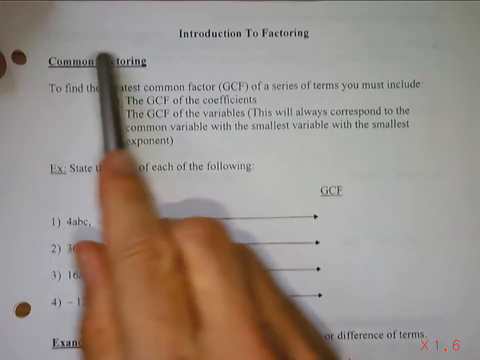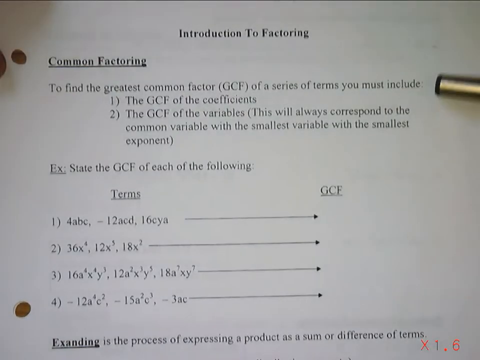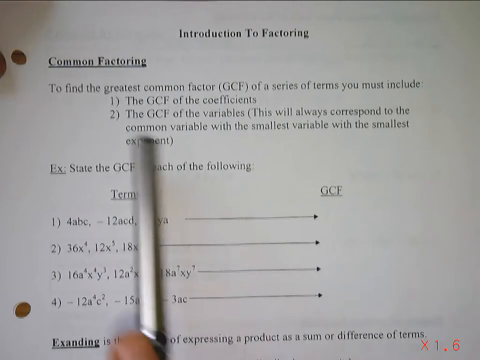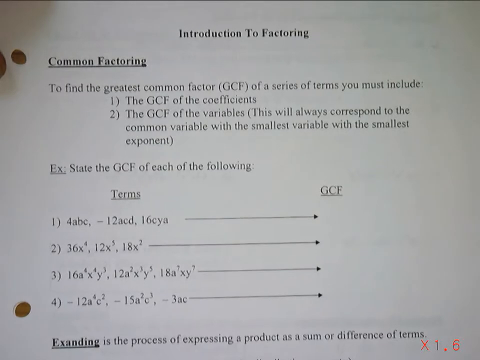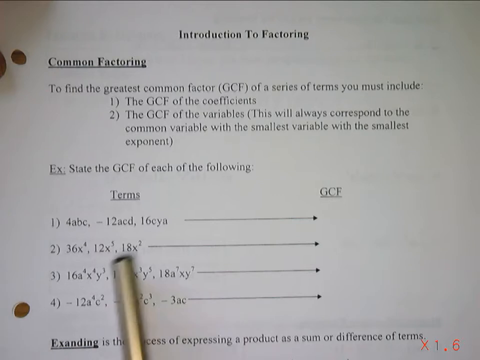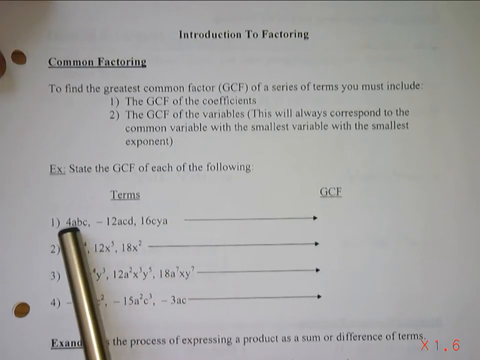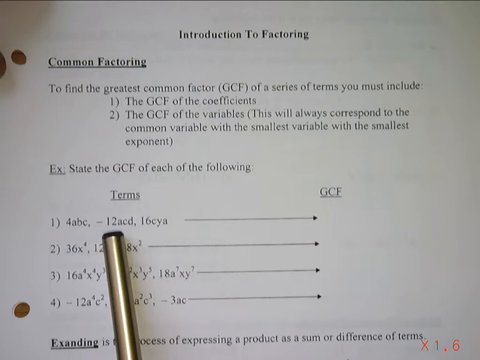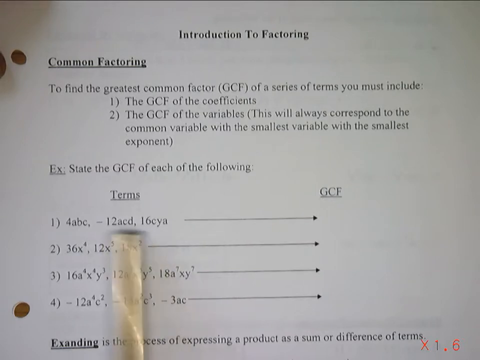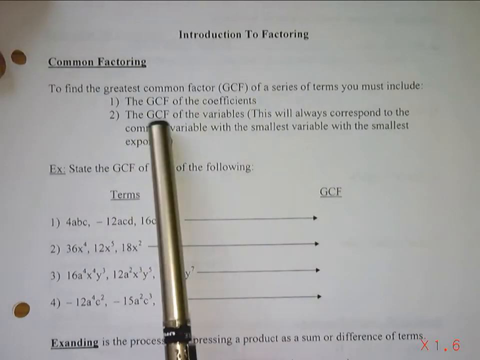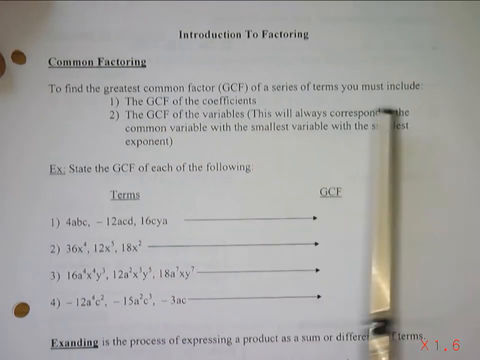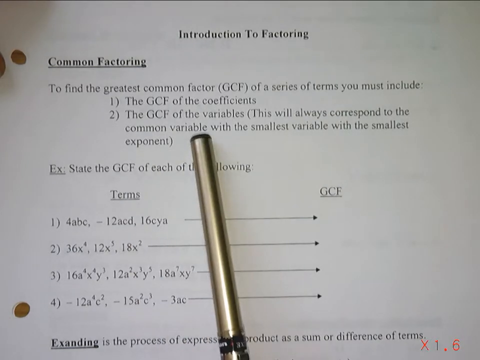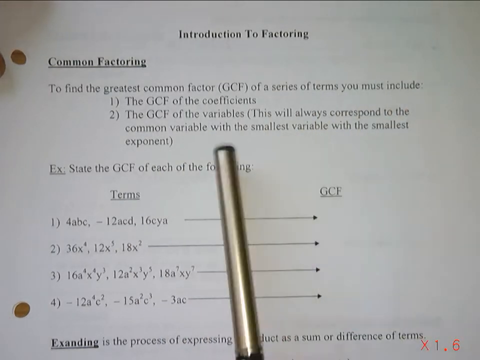Okay, so common factoring. To find the greatest common factor of a series of terms, you must include the GCF, the greatest common factor, of the coefficients. Now the coefficients are the numbers. They're the number part in front of a term. So there's three terms here. This has a coefficient of 4, this has a coefficient of -12, this has a coefficient of 16. And you want the GCF of the variables, the greatest common factor of all the variables. This will always correspond to the common variable with the smallest exponent.